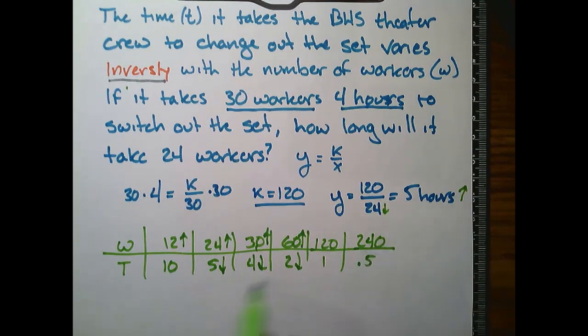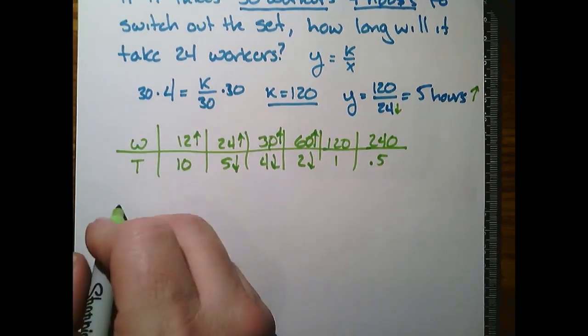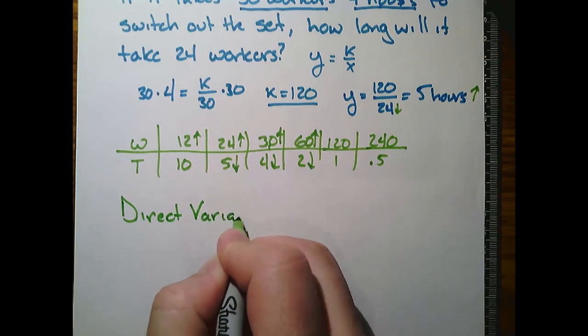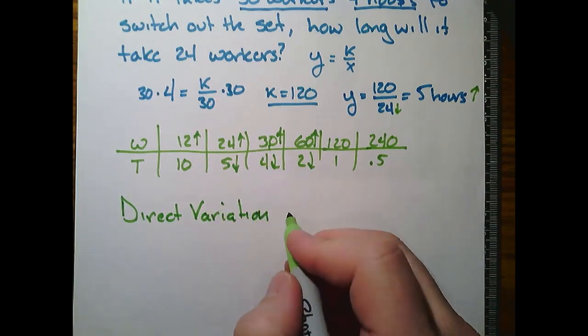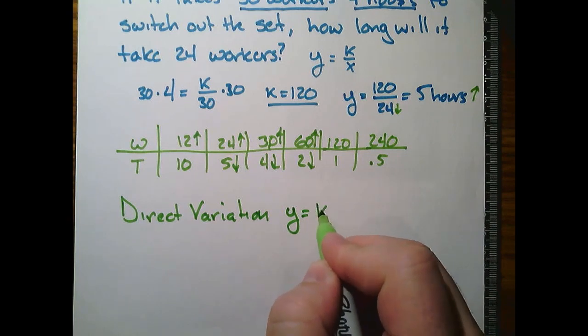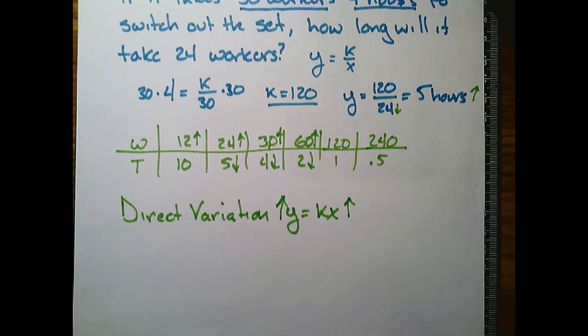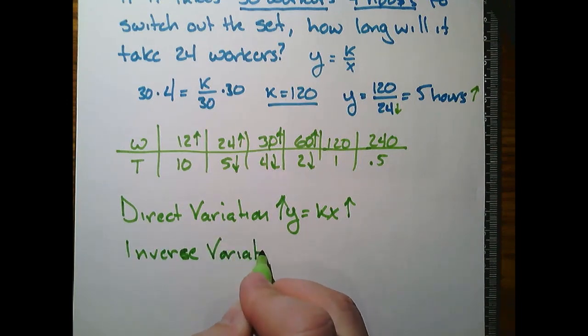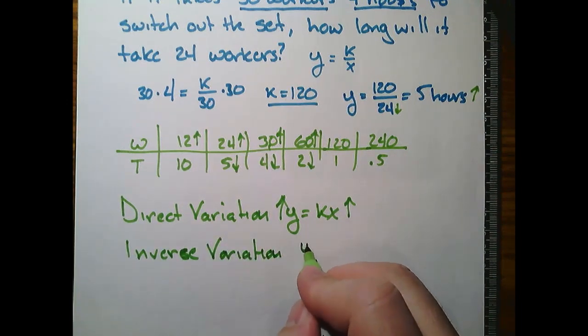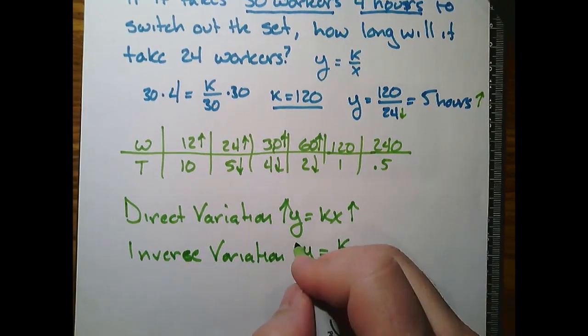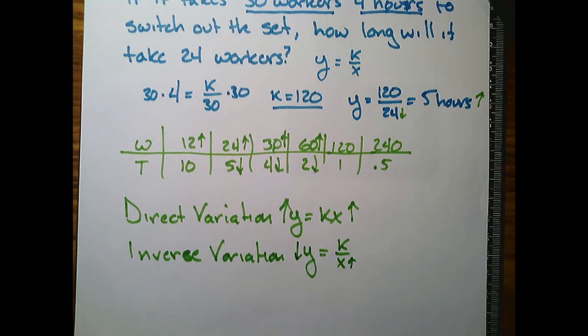Okay? So, just in recap, we have direct variation, which is y equals kx. So goes up, goes up. Inverse variation, we have y equals k over x. So as x goes up, y goes down, or vice versa.